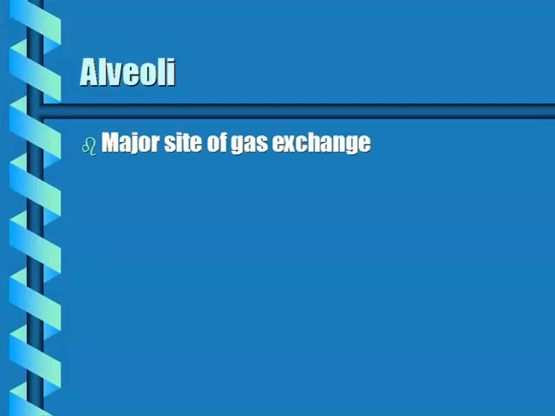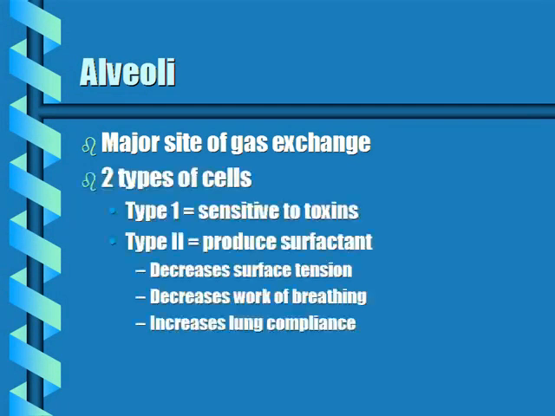Your alveoli are the major site of gas exchange, and we have over 300 million alveoli. There are two types of cells. Your type 1 cells allow the air to bypass a blocked alveoli through the collateral air passages. They're very sensitive to toxins. Your type 2 produce surfactant. Now, surfactant is necessary to decrease surface tension so the alveoli can expand easier without a lot of work, and as a result it decreases the work of breathing.